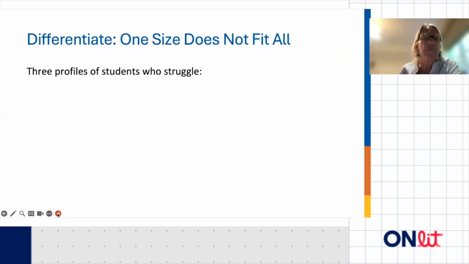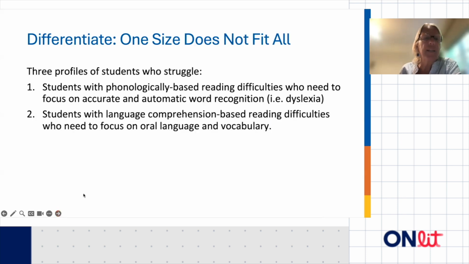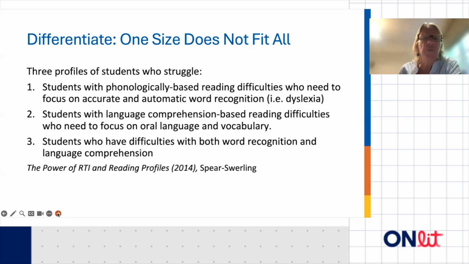So if we think about those profiles, as I said, number one are the kids with dyslexia, right? Word recognition difficulties that are phonologically based for the most part. The second category of students have to focus on oral language and vocabulary because of their language comprehension-based reading difficulties. And the third group have to concentrate on both, right? They have difficulties with both. And this comes from Louise Spear-Swirling's work.